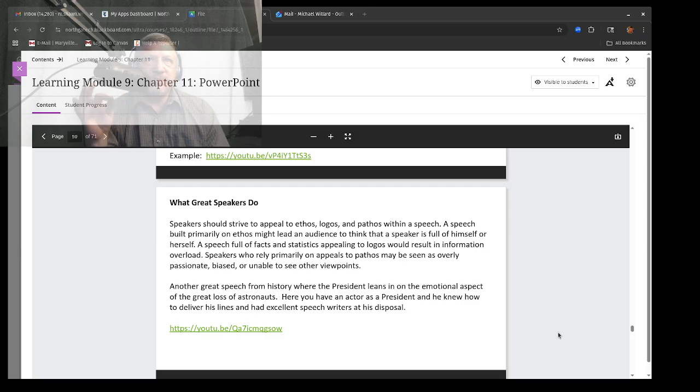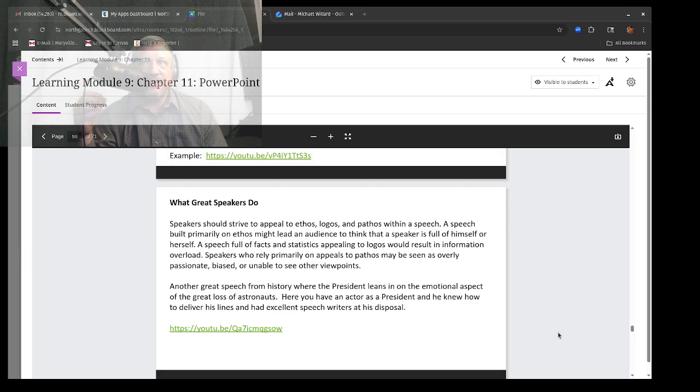What do great speakers do? Great speakers strive to appeal to all three: ethos, pathos, logos within that speech. Because all of us are attuned to one of those paths a little bit more than the other paths. And if I can get to you on all three levels, I've got a chance to change your ideas, change your mind, or to deliver something in a way that's going to strike you and pull at your heart. And I give you that speech there.